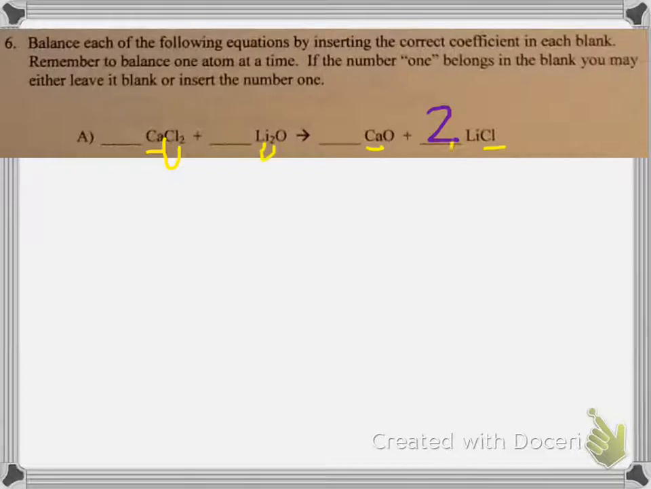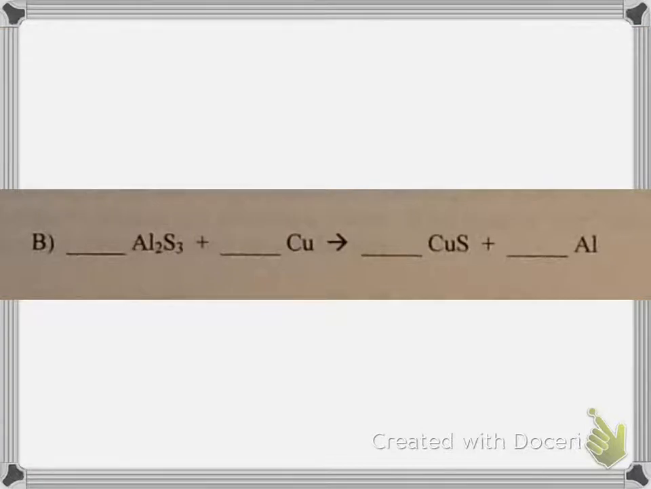2 lithiums, that's balanced. 1 oxygen, so that is balanced. So now we have this correctly balanced. Letter B. 2 aluminums, 1 aluminum, we need a coefficient of 2 in front of aluminum. 3 sulfurs, 1 sulfur, we need a coefficient of 3 in front of copper sulfide. 1 copper, 3 coppers, we need a coefficient of 3 in front of copper. And now this is properly balanced.